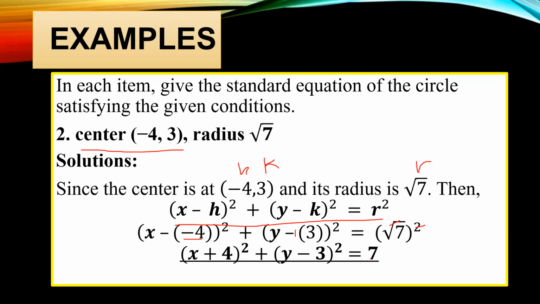So again, the standard equation of the given circle for this one is the quantity x plus 4 squared plus y minus 3 squared is equal to 7. So this will be the final answer.